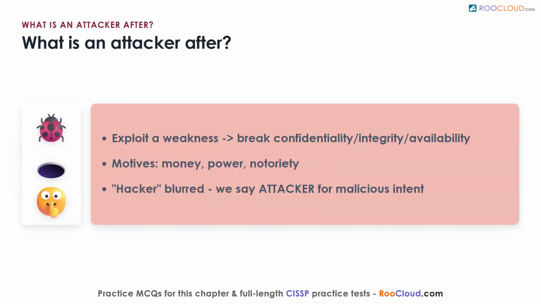Let's define the opponent clearly. What is an attacker really after? An attacker is anyone attempting to exploit a weakness and break confidentiality, integrity, or availability. Their motives run from money to power to simple notoriety, and the fallout can include lost data, downtime, and reputational harm. The word hacker once meant a harmless enthusiast, but common usage has blurred it, so we will simply say attacker for anyone with malicious intent. The point is not the label. It is that a deliberate adversary is trying to get past your controls.